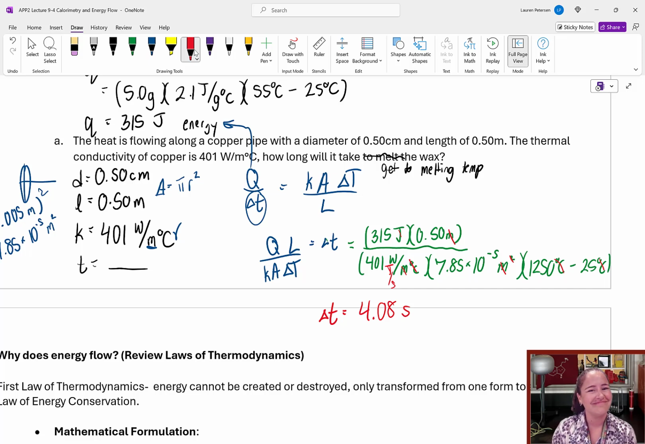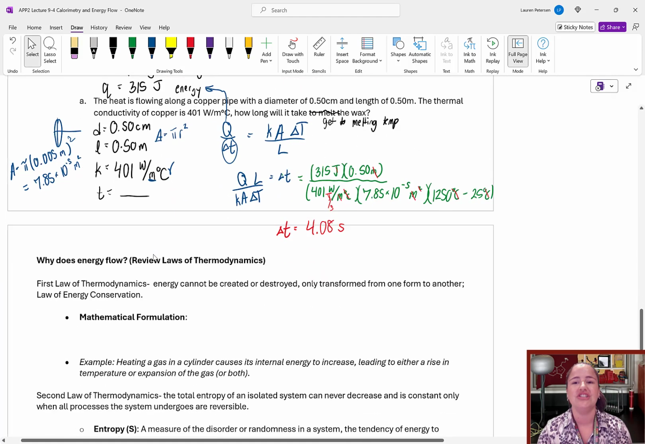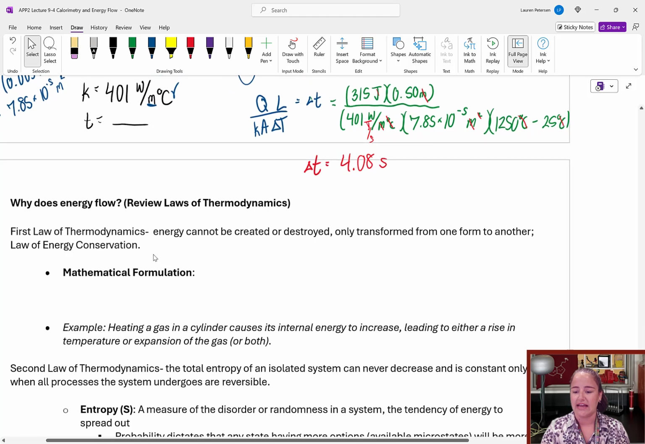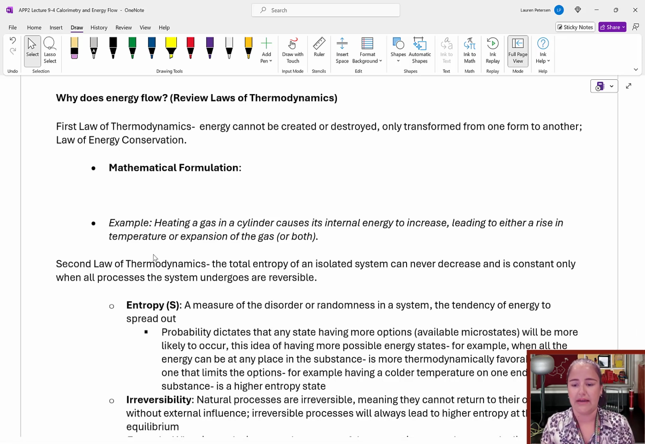Okay, cool. So we've talked about how we use the energy and the laws of the conservation of energy and how we measure it. And I just want to take a second to go back and make sure we understand the why of how energy flows. And that's that application of the laws of thermodynamics.